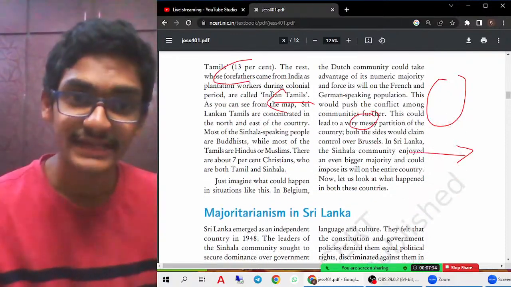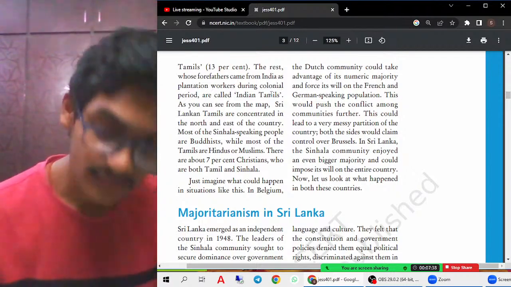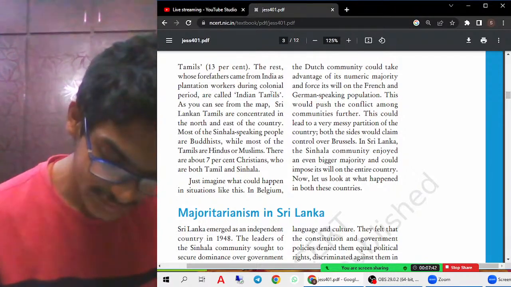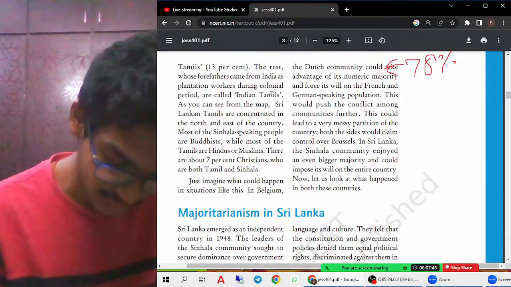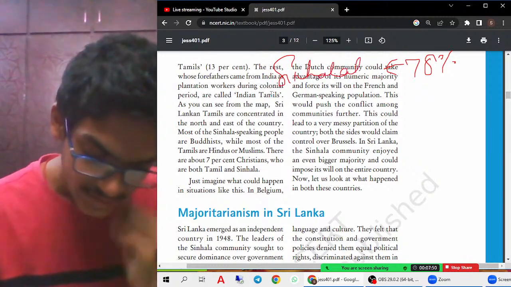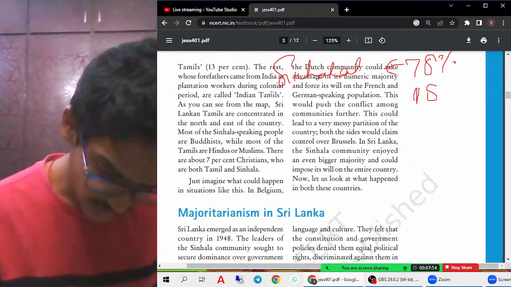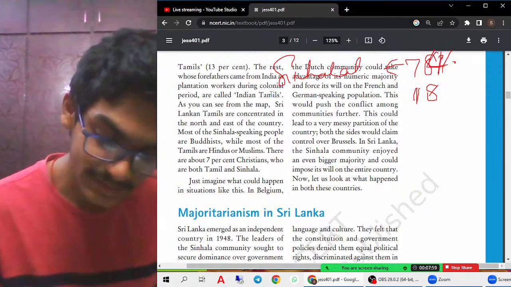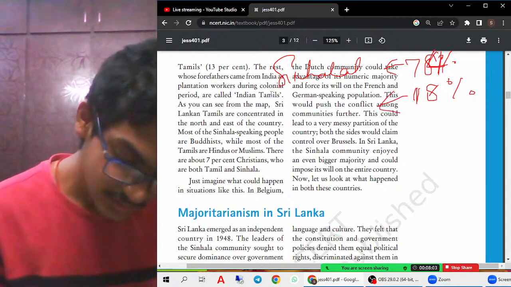Now let us try to understand the ethnic composition of Sri Lanka. The ethnic composition of Sri Lanka was also very complex, because 74% of the people actually spoke the Sinhala language, and 18% of the people actually spoke the Tamil language.